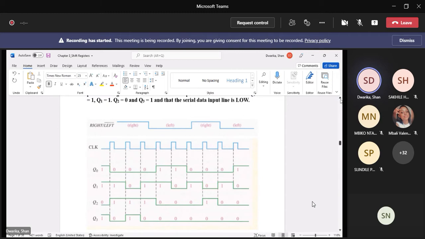And on the occurrence of the clock pulse, depending on what the shift left, shift right is, data is either going to be shifted left or shifted right. So the input to the flip-flops is basically 1011, and you can see that on the waveform at the bottom. So Q0 is 1, Q1 is 1, Q2 is 0, Q3 is 1. So on the first clock pulse, data is shifted to the right.